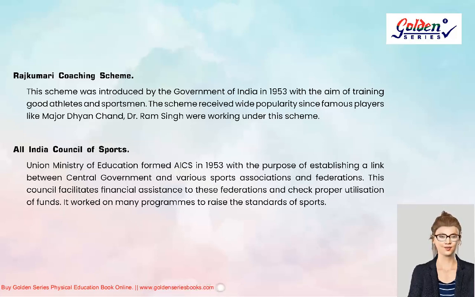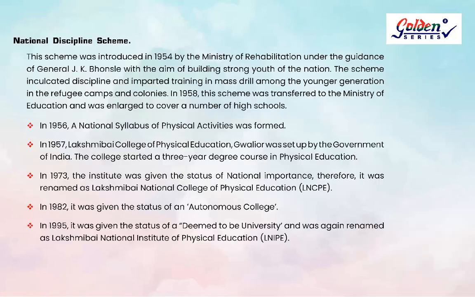All India Council of Sports. The Union Ministry of Education formed AICS in 1953 with the purpose of establishing a link between the central government and various sports associations and federations. This council facilitates financial assistance to these federations and checks proper utilization of funds. It worked on many programs to raise the standards of sports.